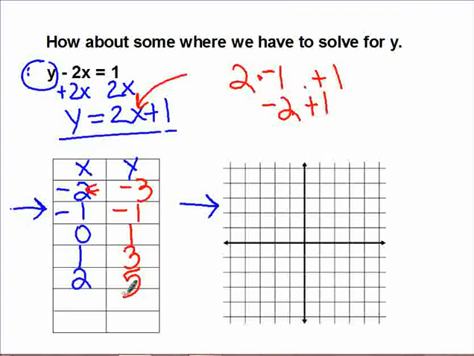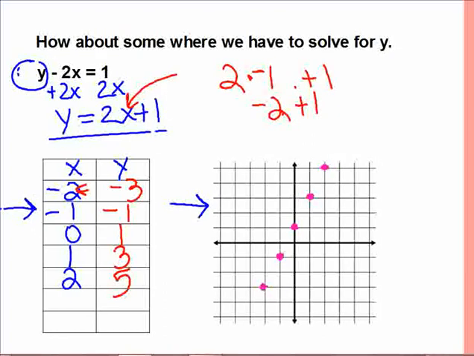Now let's see how you did on the graph. The point negative 2, negative 3 should be over 2, down 3, negative 1, negative 1, 0, 1, 1, 3, and then 2, 5. Again, I'm pretty sure I did my graph correctly because it turns out to be a straight line. Double check your notes to make sure you have this t-table and this graph completed correctly.